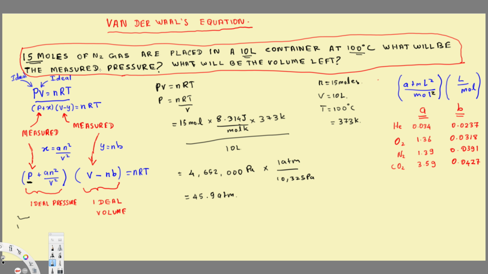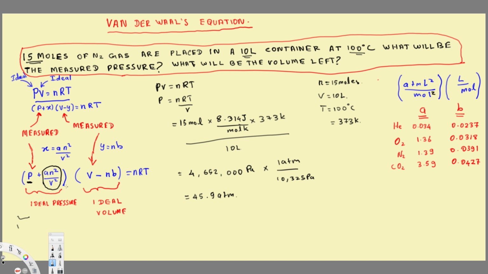So the measured pressure is this whole thing right here. What we have to do to find the measured pressure is subtract this part right here. If I subtract this, I can find the measured pressure. To do that, I have to calculate this adjustment factor, a n squared over V squared. So let's calculate that. Delta P, the adjustment factor, is equal to a n squared divided by V squared.